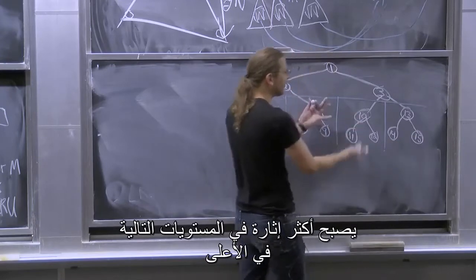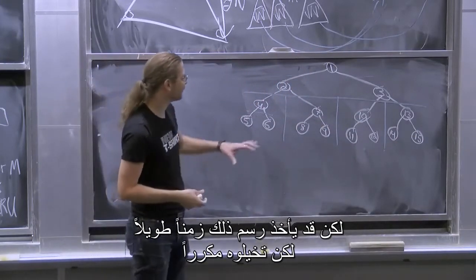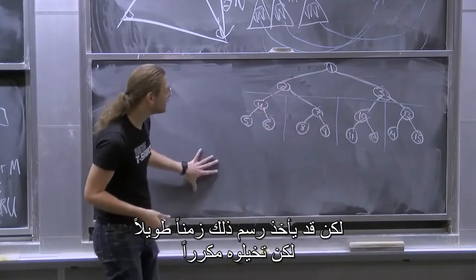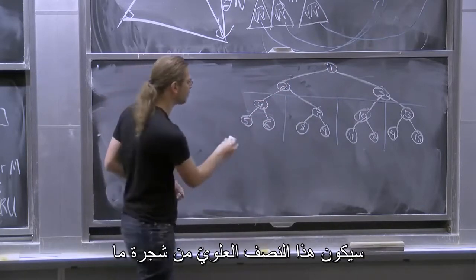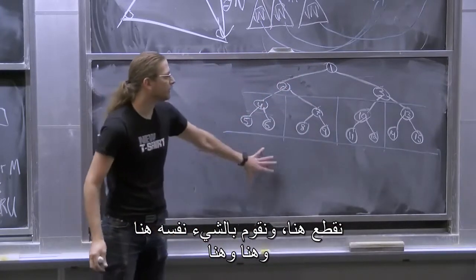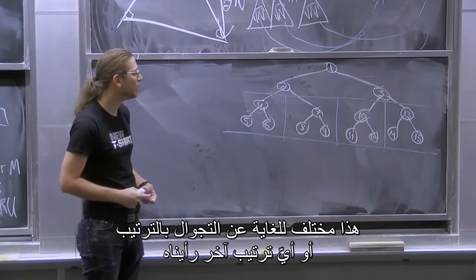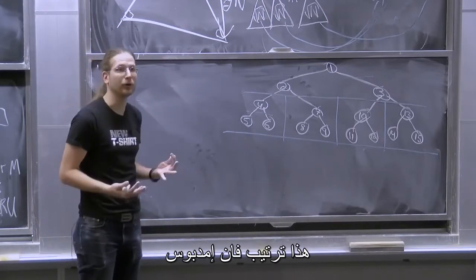It gets even more exciting the next level up, but it would take a long time to draw this. But just imagine this repeated. So that would be just the top half of some tree, cut here, and then you do the same thing here and here and here. This is very different from in-order traversal or any other order that we've seen. This is the van Emde Boas order.